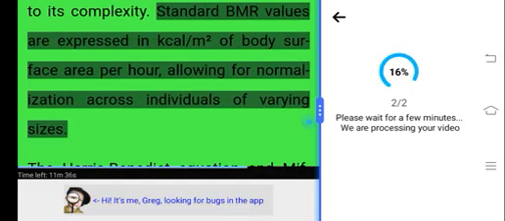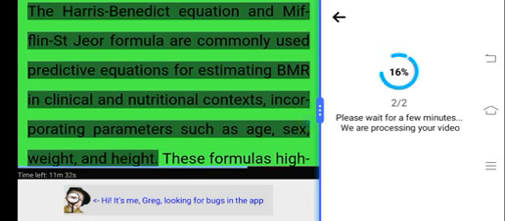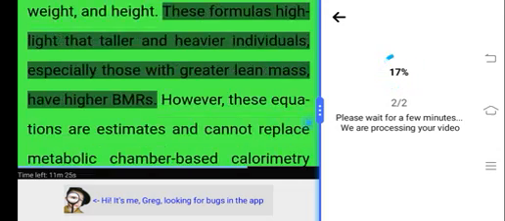Standard BMR values are expressed in kcal per square meter of body surface area per hour, allowing for normalization across individuals of varying sizes. The Harris-Benedict equation and Mifflin-St Jeor formula are commonly used predictive equations for estimating BMR in clinical and nutritional contexts, incorporating parameters such as age, sex, weight, and height. These formulas highlight that taller and heavier individuals, especially those with greater lean mass, have higher BMRs.